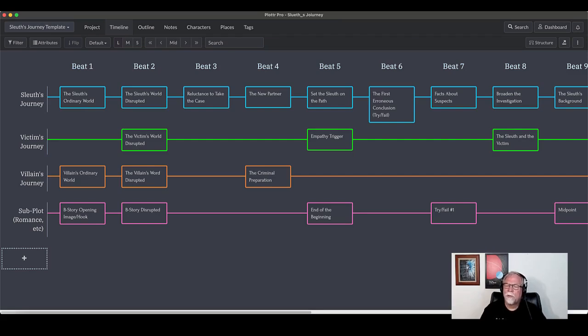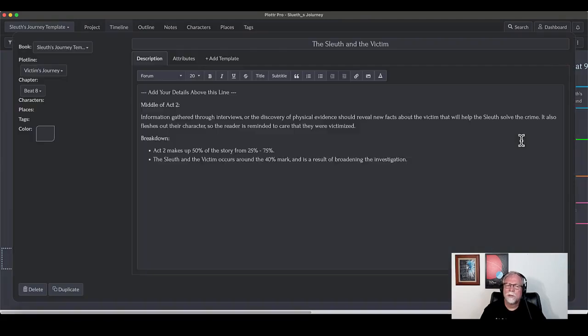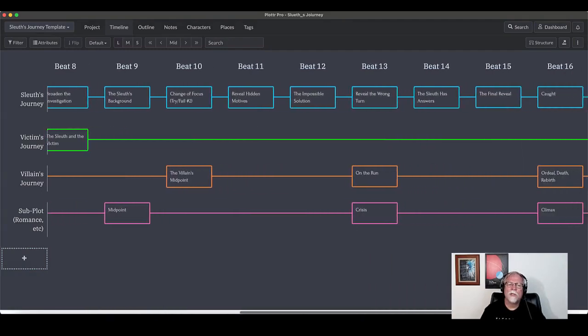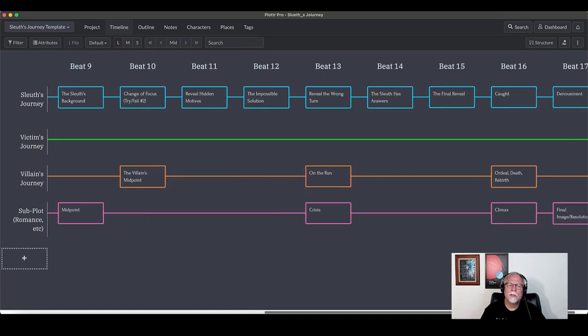Now, this is another place where we add another empathy trigger for the sleuth and the victim. Information gathered through these interviews or the discovery of physical evidence reveals new facts about the victim, sometimes a different way that they died, like we just mentioned. And this allows the detective to flesh out their character, so the reader is reminded to care about the victim. Remember, it's all about the reader caring not only about the detective and wanting him to solve the crime, but caring about the victim and wanting justice for them. So that's what happens when we broaden the investigation and we tie the sleuth again to the victim.